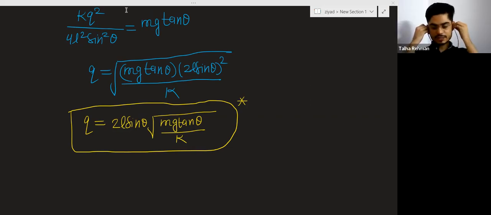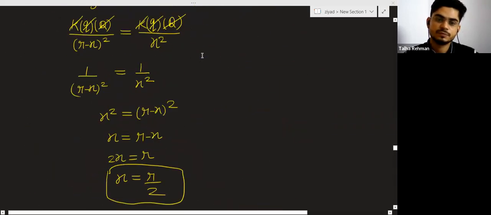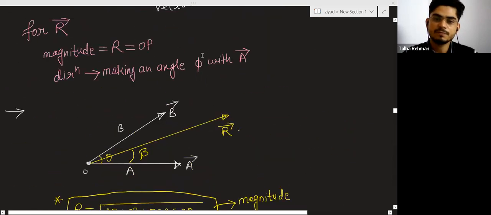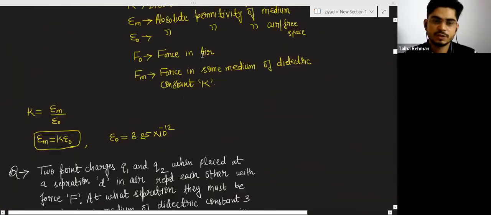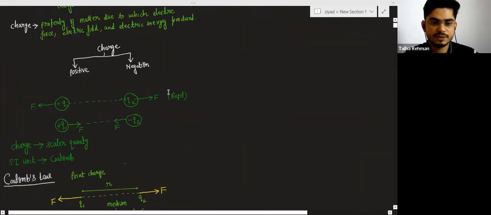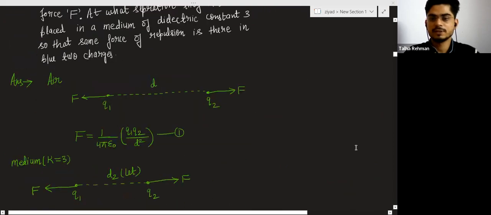Today we will discuss Coulomb's law again, but this time in the vector form. Earlier we discussed Coulomb's law, but that was in the scalar form. I told you the magnitude in the first class, and I asked you about Coulomb's law yesterday also.